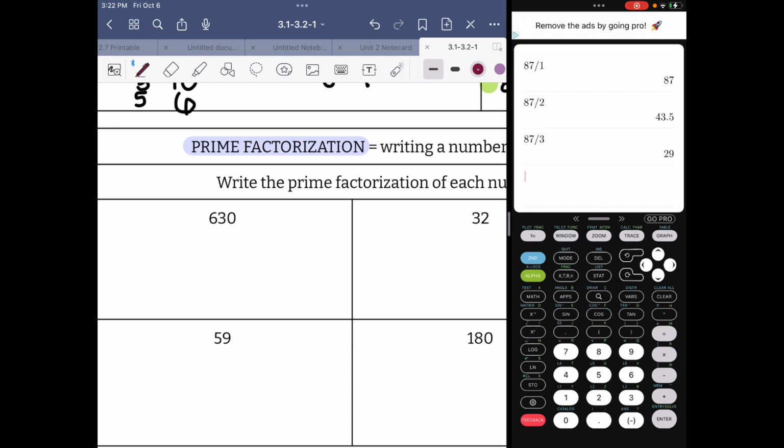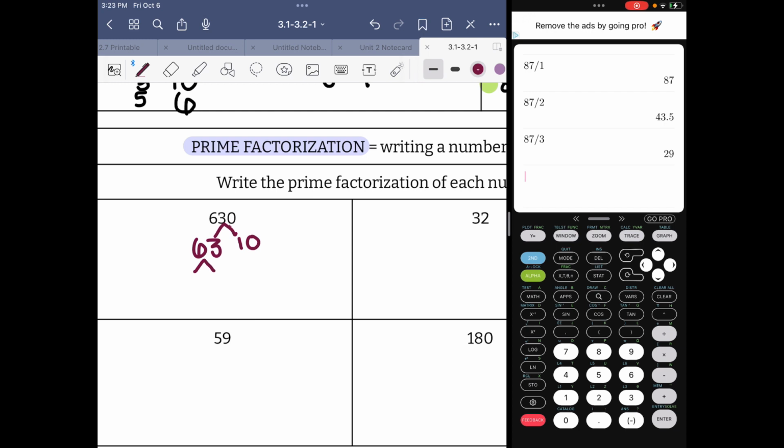Now, I'm not going to use my calculator for this one because I noticed that 630 ends in a 0, which means that something times 10 equals 630. And that number is, if you imagine the 0 going away for a second, 63. So anytime a number has a 0 at the end, if you divide it by 10, you're just taking away the 0. Then what we're going to do is branch off until there's no more left.